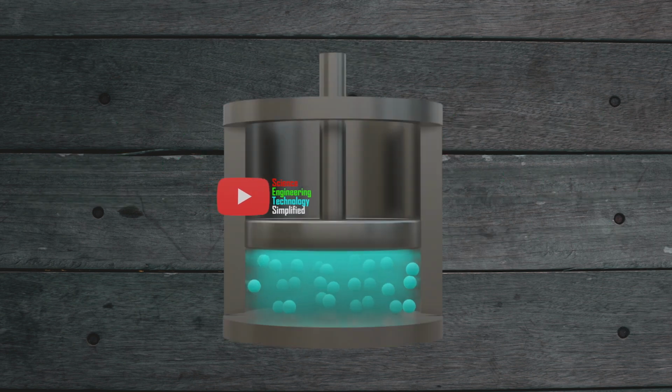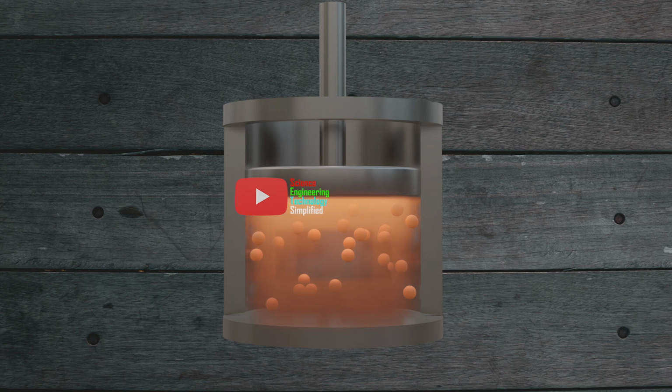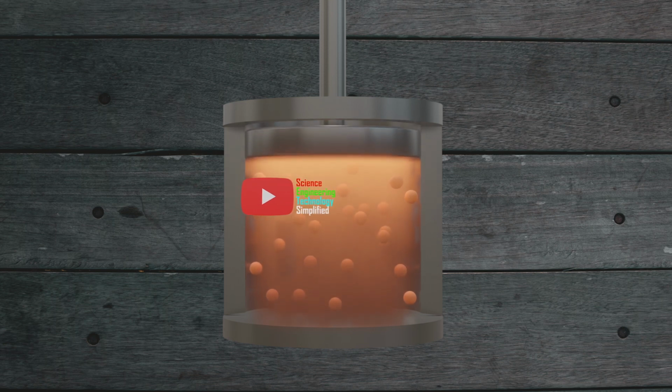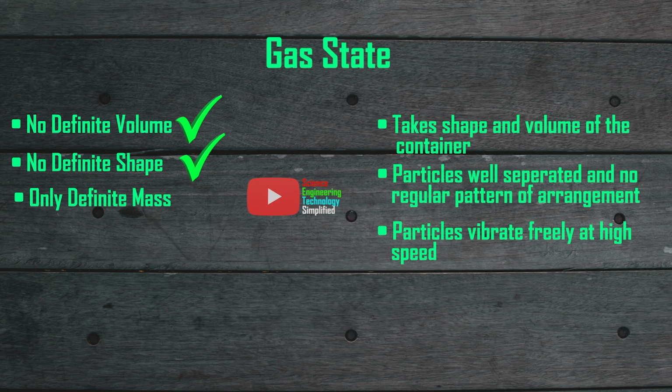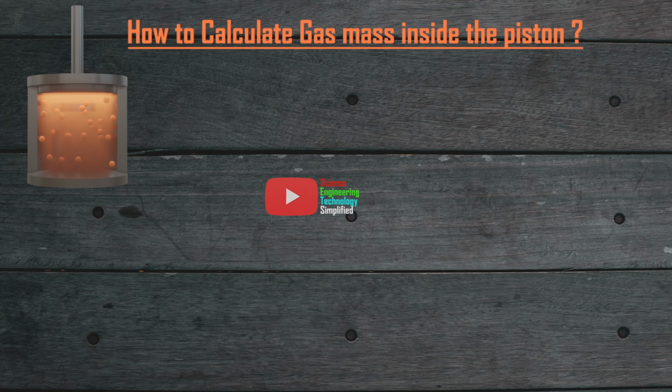But one thing you can see that, the number of gas particles before the expansion, and after the expansion is the same. Only the empty space between the particles, has increased. Therefore, we can say that gas has a definite mass. But how can we calculate the gas mass inside the piston?